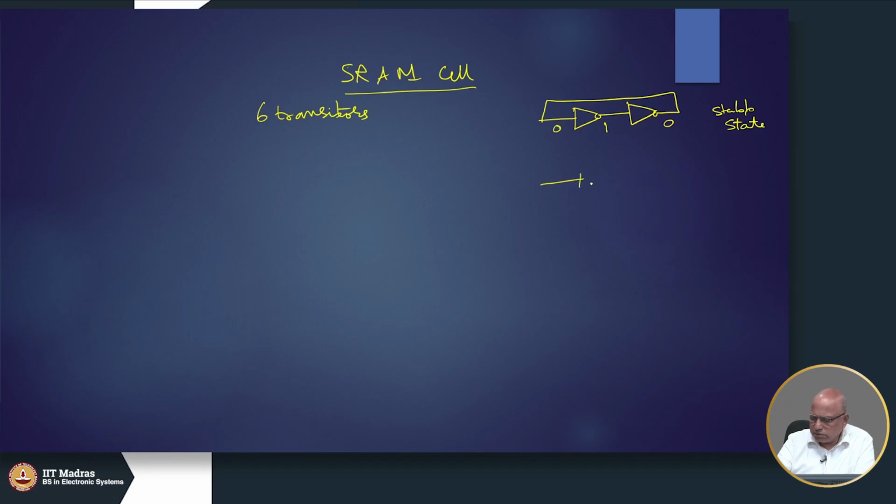And there is another stable state, which is we have a 1 here. So, these are the only 2 things that can happen. There are only 2 stable states, and we can treat this as the output and say it is storing a 0 here, it is storing a 1 here.